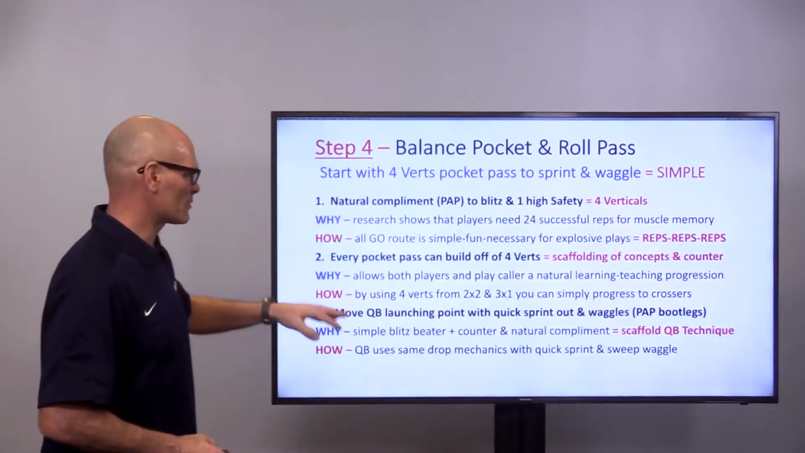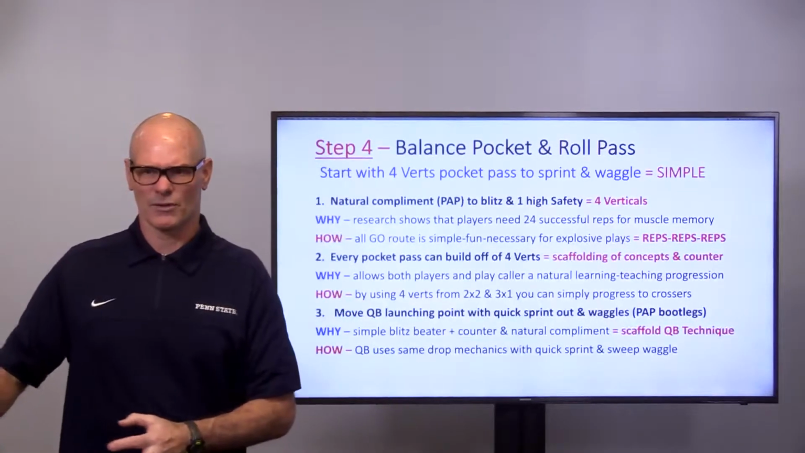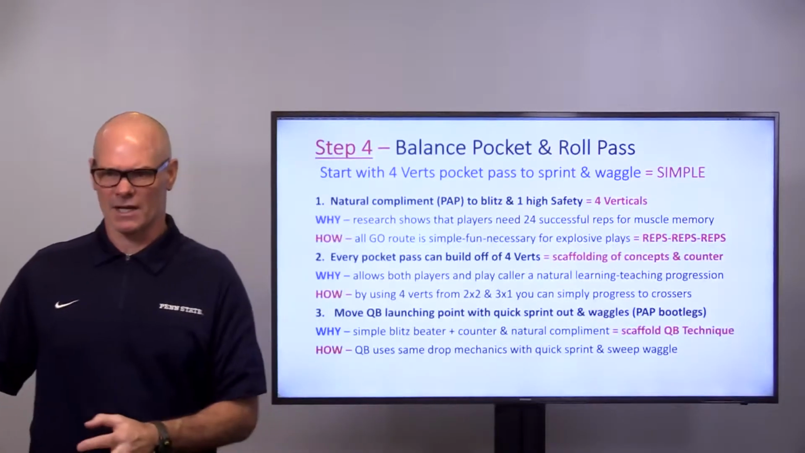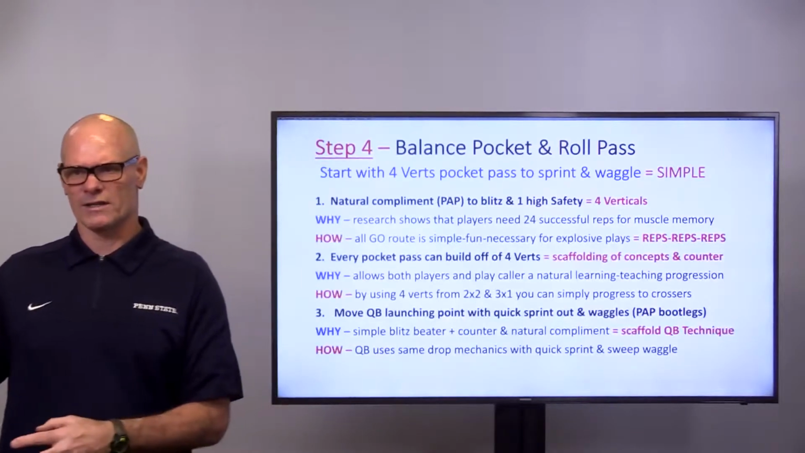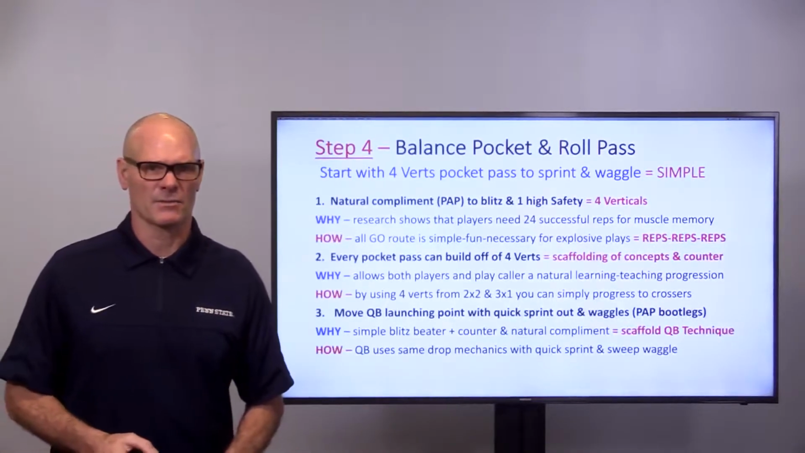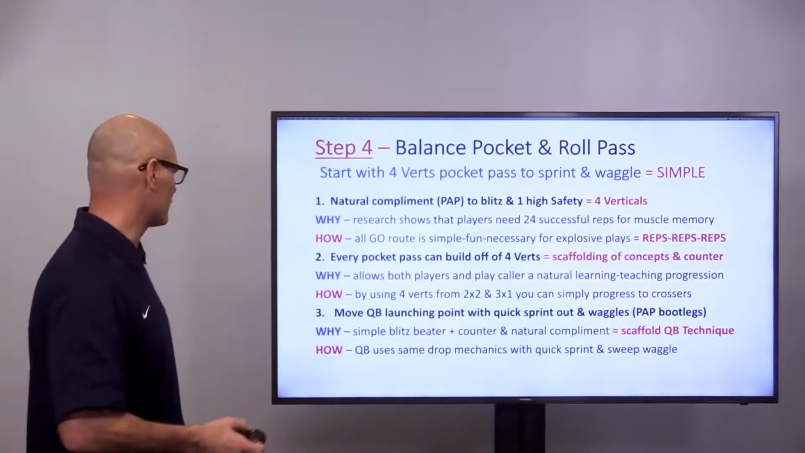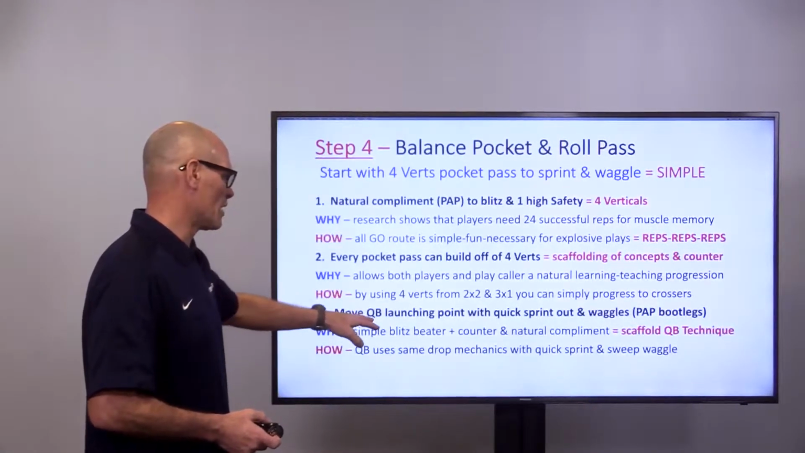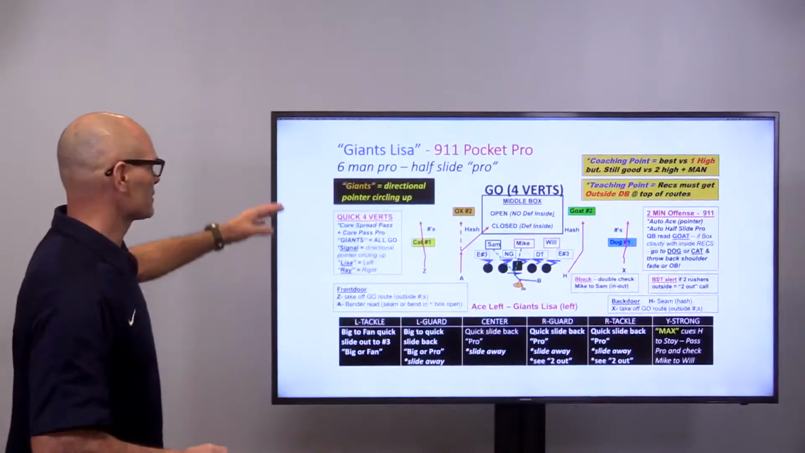Then to move the pockets where we can scaffold concepts, we'll take that pin and pull sweep and we'll run, again, it's like a wing T sweep. The natural complement to that is wing T waggle, play action pass. Again, using the same blocking scheme, just the linemen don't go downfield. So there we'll be able to move the launching point as we go. Here's some examples of that.